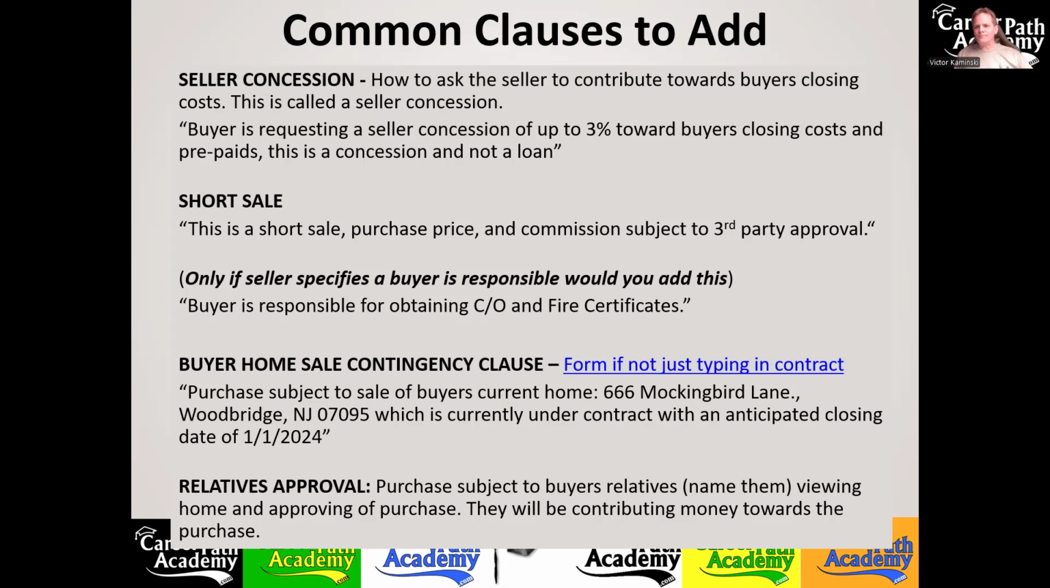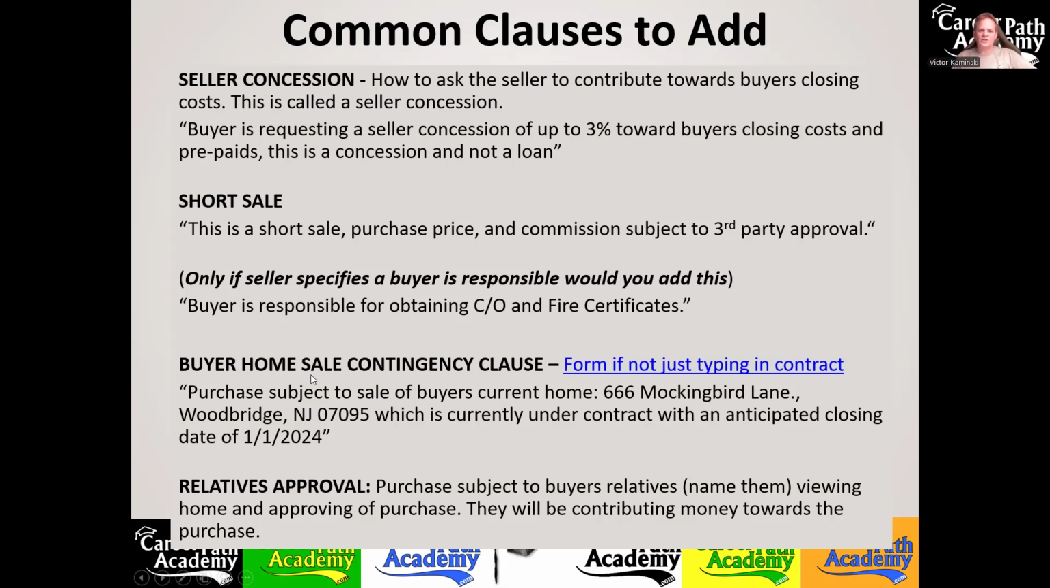If it's a short sale, I have a whole page-long thing that I put on for short sales, but you could just write, this is a short sale, purchase price and commission subject to third-party approval. And only if the seller specifies that they're not going to be responsible for getting the CO or fire certificates, because they're insisting upon that, well then only in that case would we actually write into the contract, buyer's responsible for obtaining CO and fire certificates and doing whatever's required to pass those inspections.